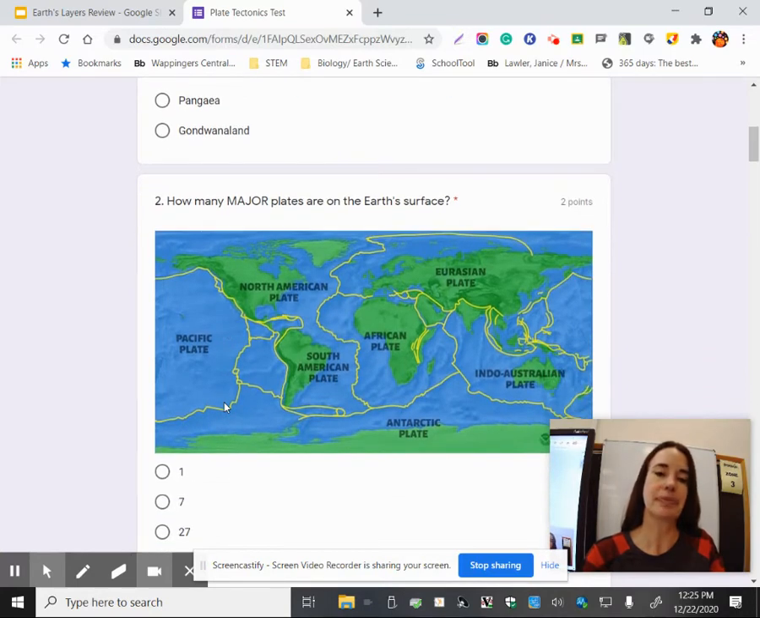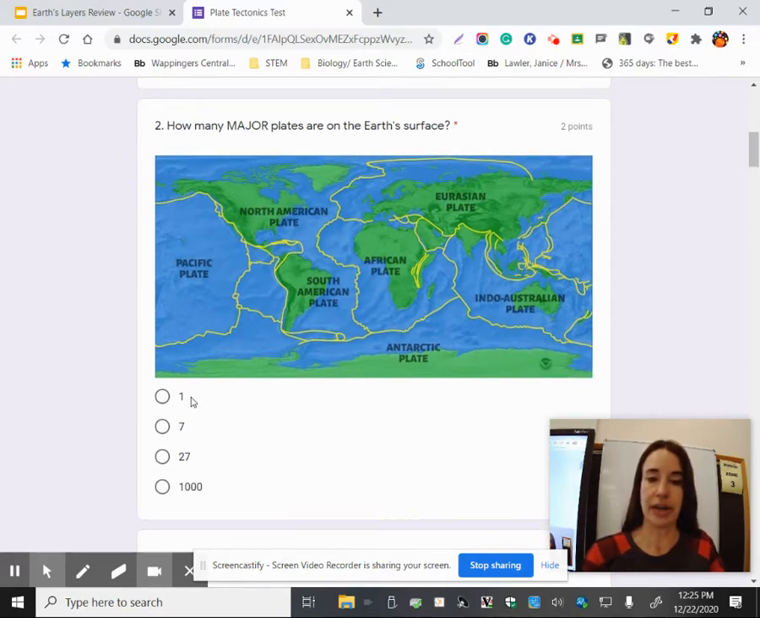Number two, how many major plates are found on the Earth's surface? Are there 1 major plate, 7 major plates, 27 major plates, or 1,000 plates? And I believe if you count up the names, you would find those major plates.